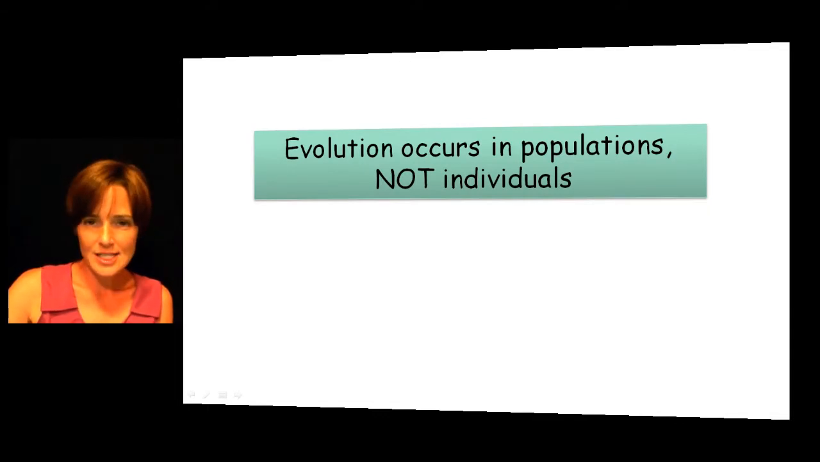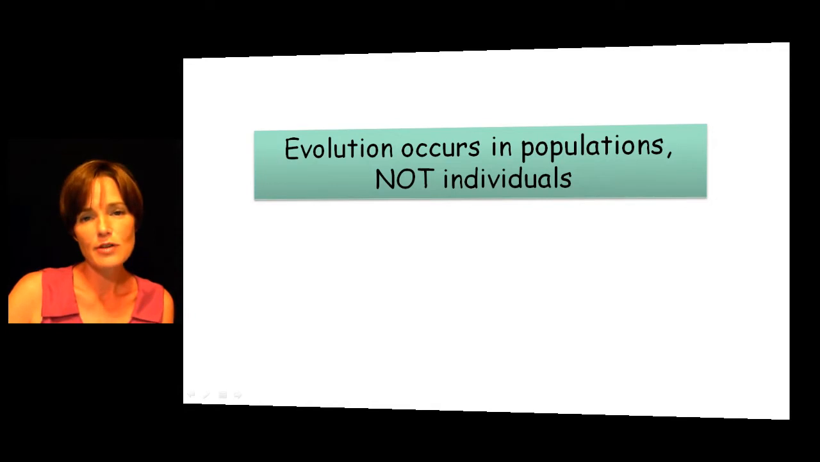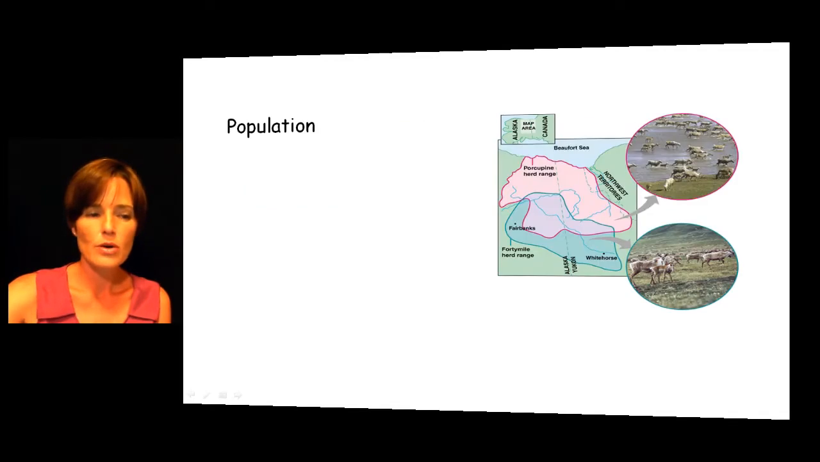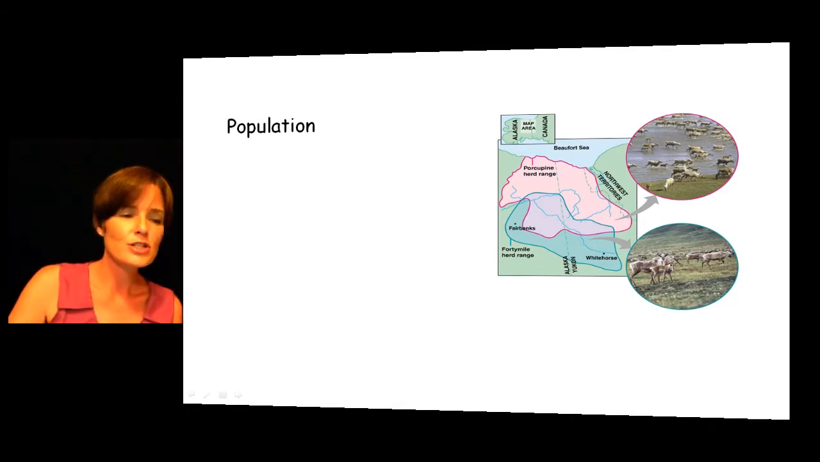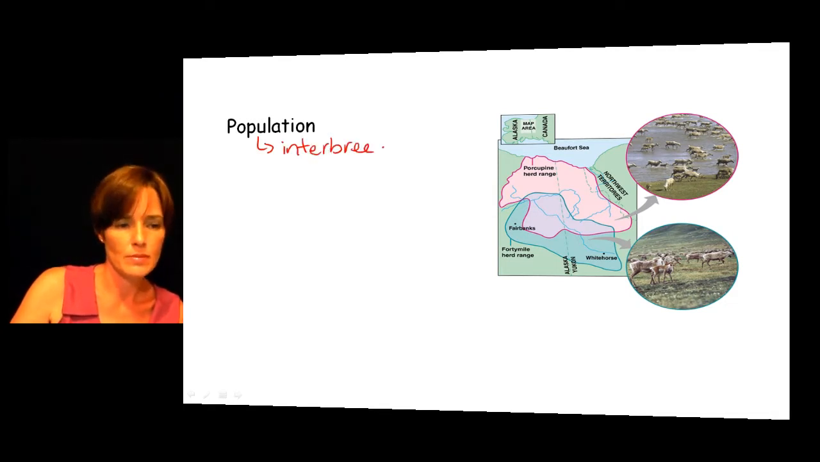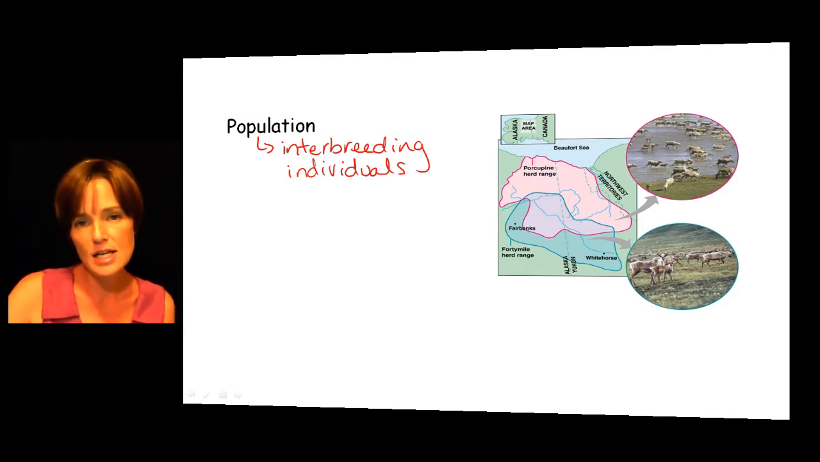I want to emphasize it again: it's extremely important that we understand that evolution occurs in populations, not in individual organisms. If we're emphasizing again and again that this occurs in a population, what do we mean by a population? By a population, we're basically talking about interbreeding individuals. These are individuals that would come into contact with each other enough so that you could have reproduction taking place, so they are going to be producing offspring with each other.